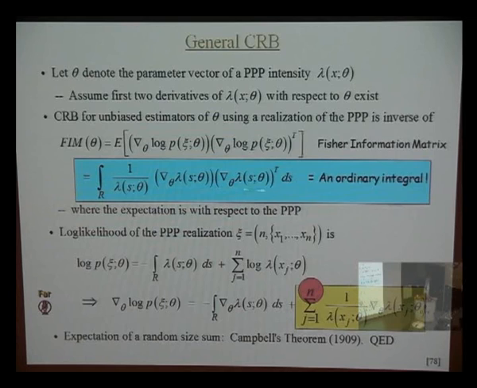You just take the gradient of the intensity function with respect to the parameters. This is a very standard sort of thing with Cramer-Rao computations. Divide by the intensity function. You evaluate this at the truth. And then you integrate it over the region of interest, and that's the Cramer-Rao bound.